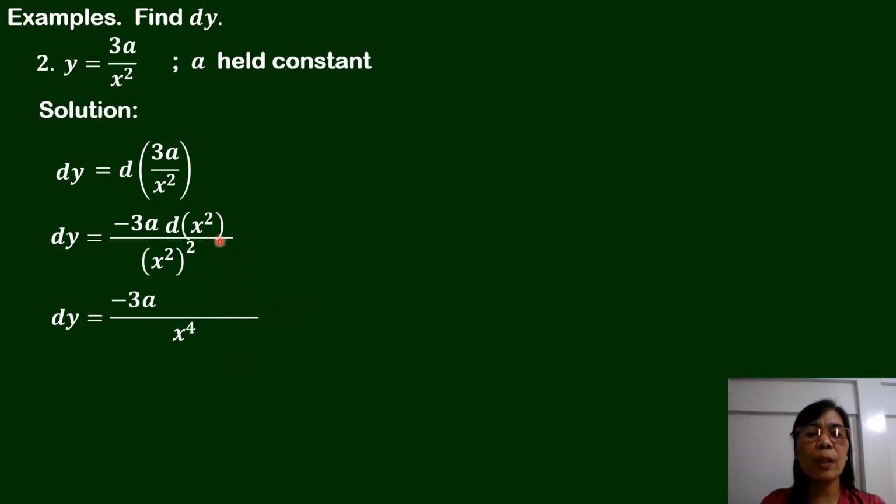And the differential of x squared, we apply the power formula. That will give us 2x times the differential of x. So we can cancel out 1 x in the numerator and denominator. That will give us the differential of y is equal to negative 6a times the differential of x all over x cubed.